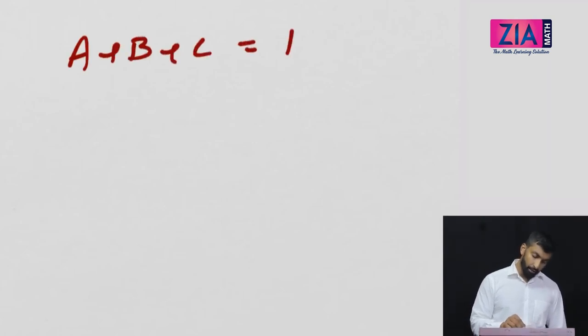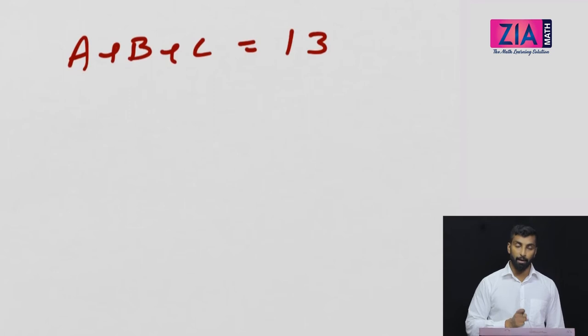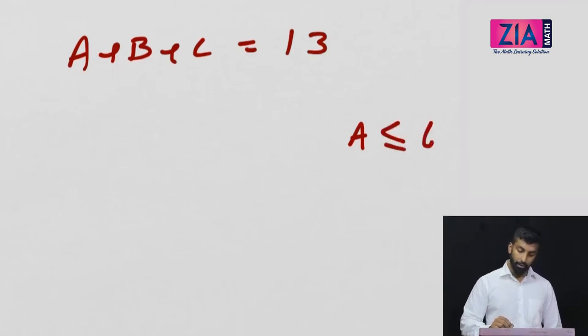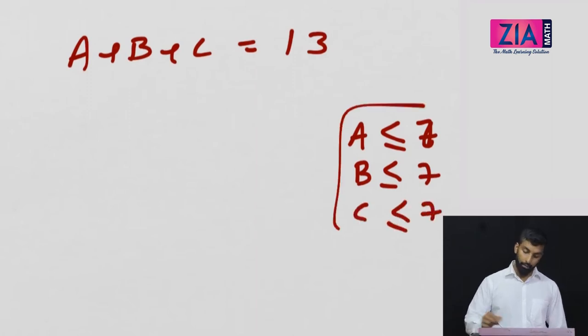Now what is the next possible case? You will get an upper limit. Now how will you make a question? You have the same story, A plus B plus C is equal to 13. You have 13 chocolates, 3 people. Now the question is how many ways can you distribute 13 chocolates to 3 people so that no one gets more than 7 chocolates, right? So here you have an upper limit. That means A should not get more than 7, B should not get more than 7, C should not get more than 7. So A should be less than or equal to 7, B less than or equal to 7, C less than or equal to 7. So no one should get more than 7, right?